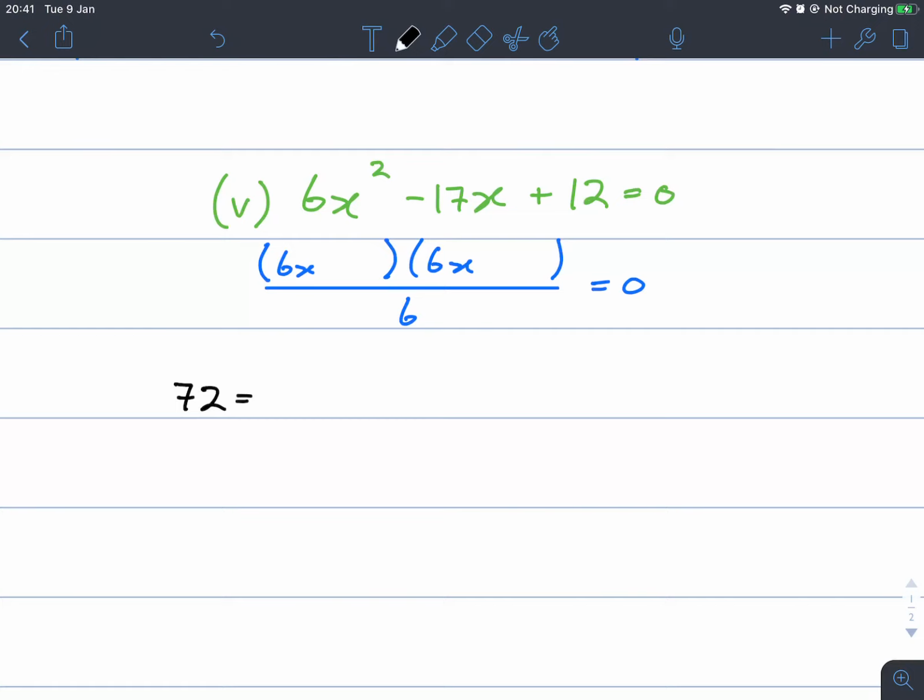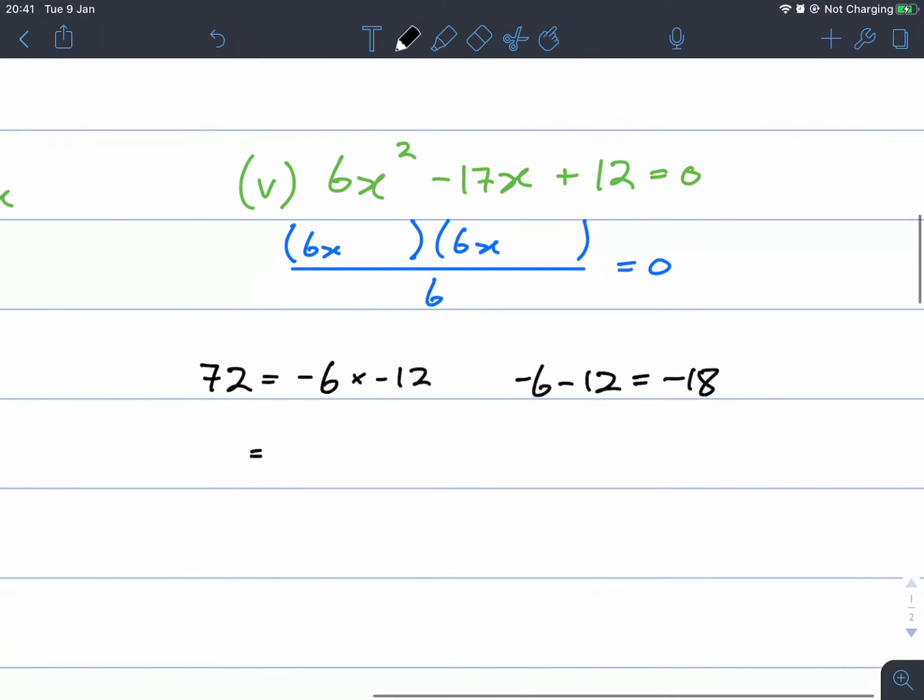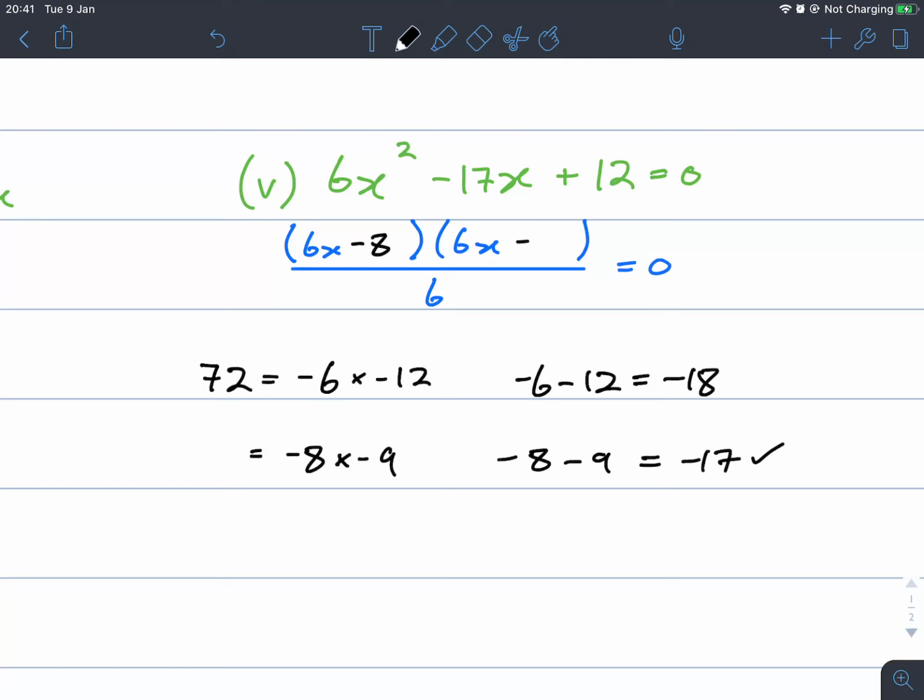So let's try negative 6 and negative 12. That'll give me minus 6 minus 12 is negative 18. It's very close. Let's try the next number up. Let's give us 8 and 9. So negative 8 times negative 9. Negative 8 minus 9, that is negative 17, which is what we want. This gives me negative 8 and negative 9.